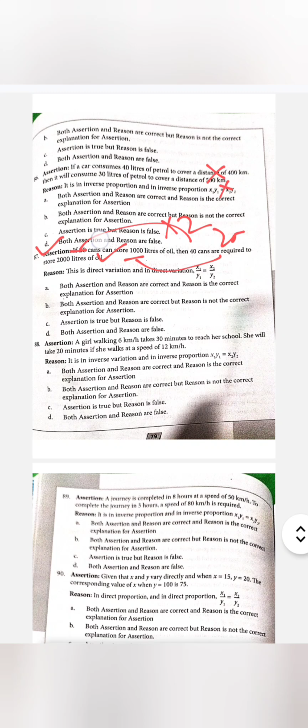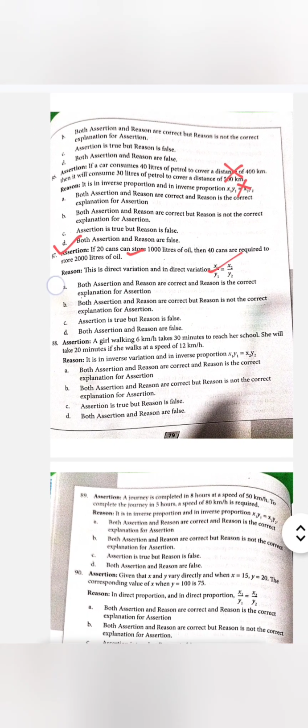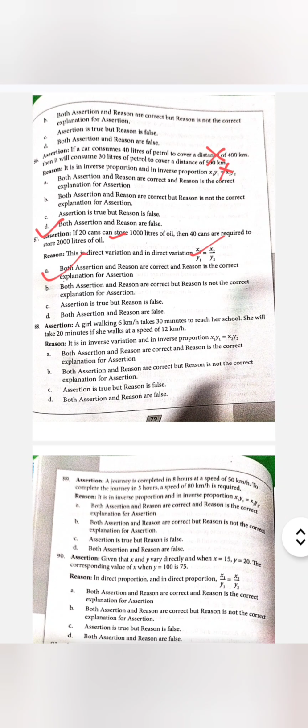If you don't know how to do it in that process, then also you can use what? 20 cans can store 1000 liters. So 40 cans can store how many liters? 2 into 1000 is equal to 2000. In this process also you could find out the answer. So here assertion is correct. This is the direct variation, and in direct variation x1 by y1 is equal to x2 by y2. Yes, that is also correct, and both assertion and reasoning are correct.